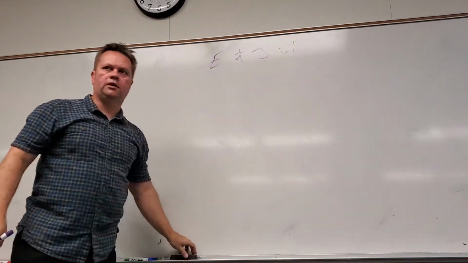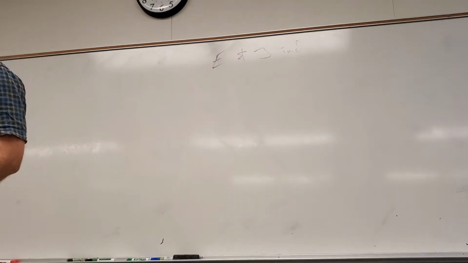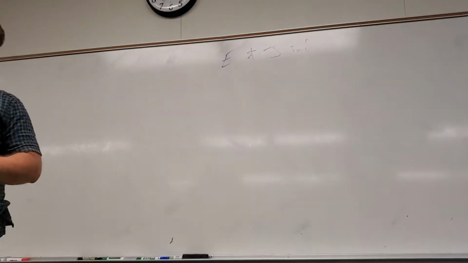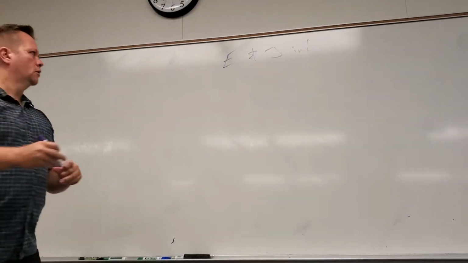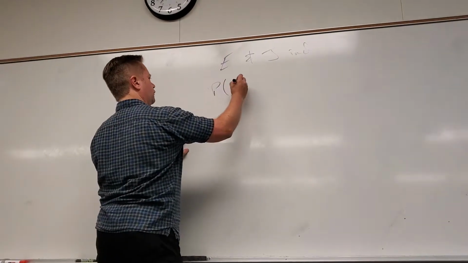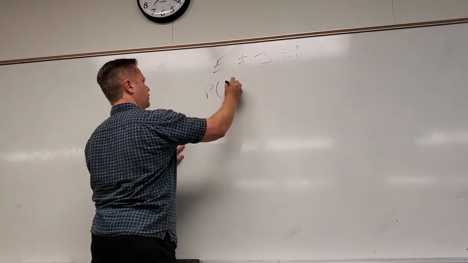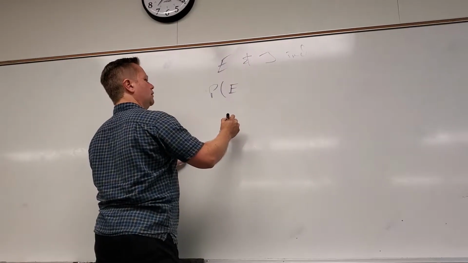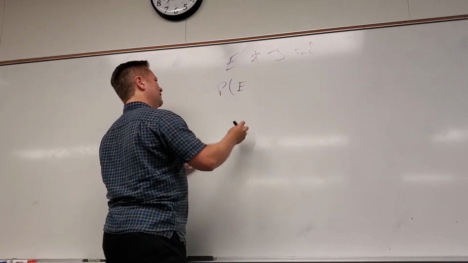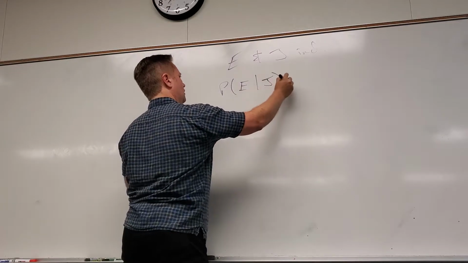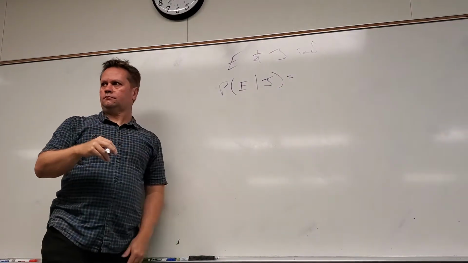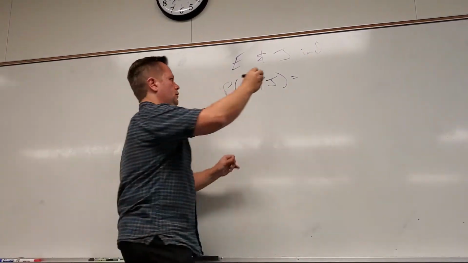What can I write down immediately? What does that mean? P of what now? P, probability of? I don't hear the right word. Not E and J. Not or. Yeah, PE, right?